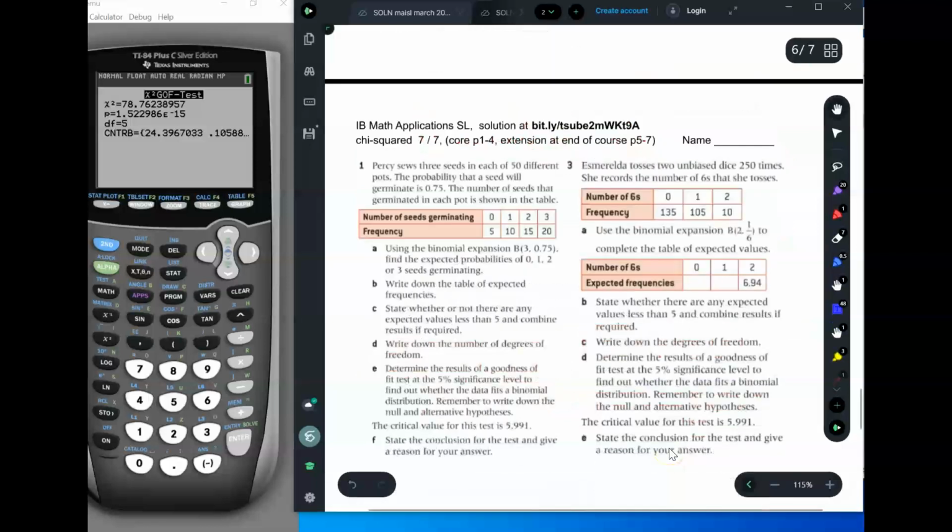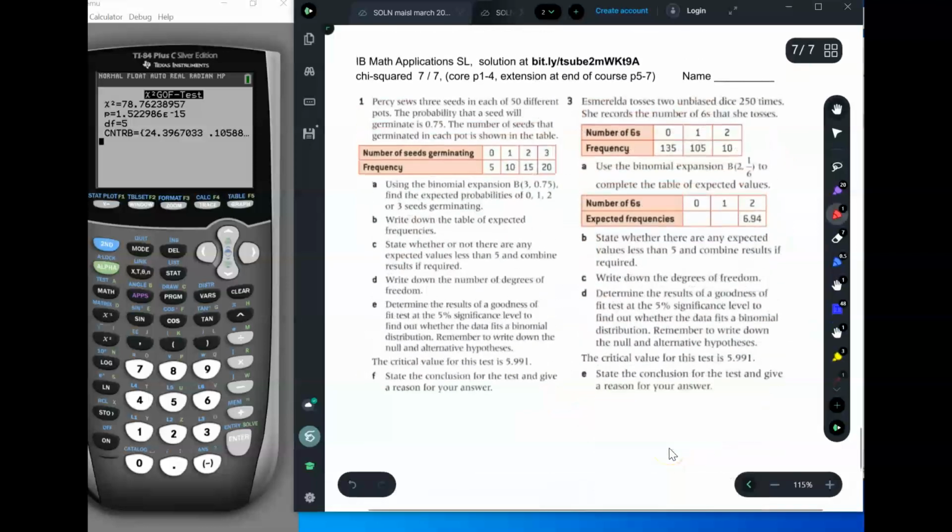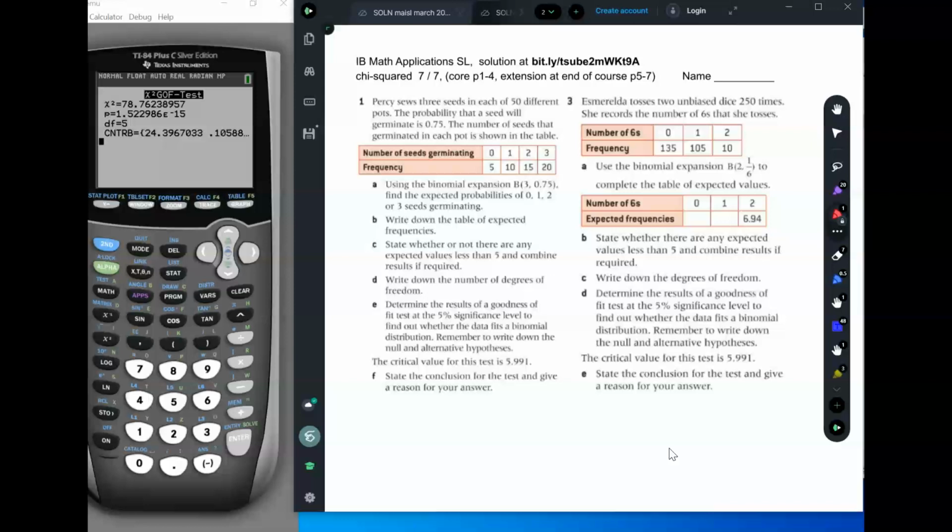Okay, let's do page 7 of chi-squared, and specifically goodness of fit, GOF. Okay, so number 1, Percy sows 3 seeds in each of 50 different pots. The probability that a seed will germinate is 0.75. The number of seeds that will germinate in each pot is shown below.